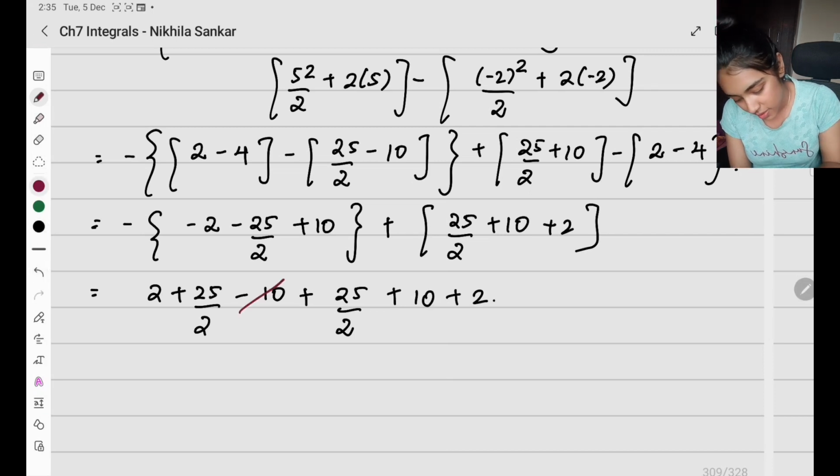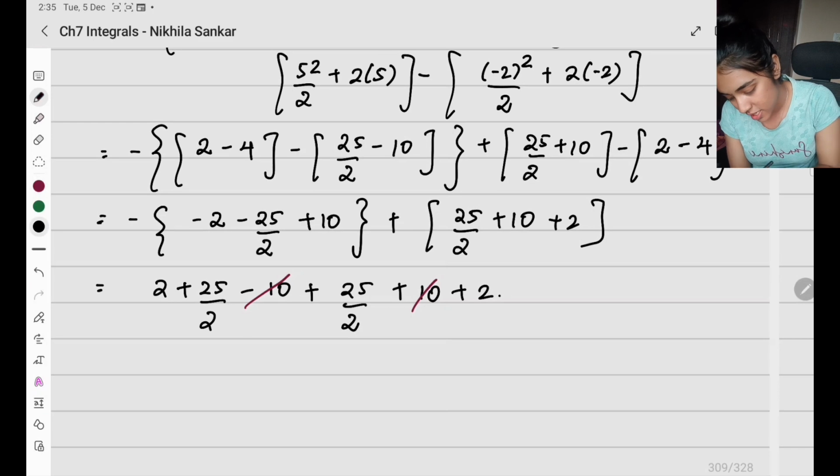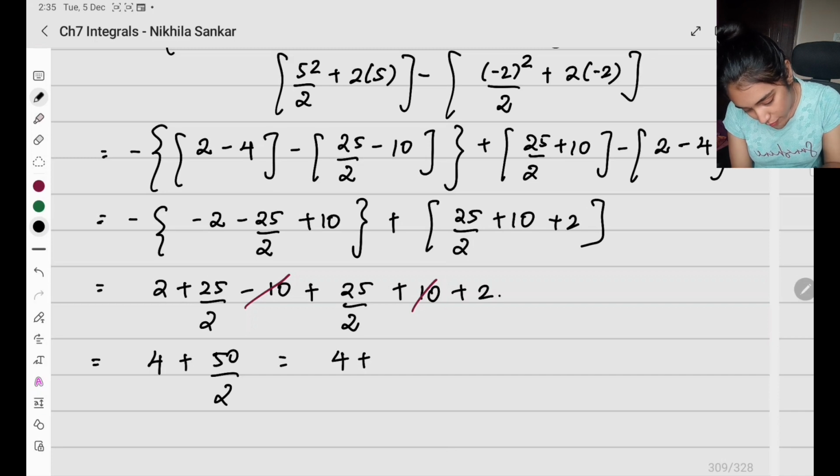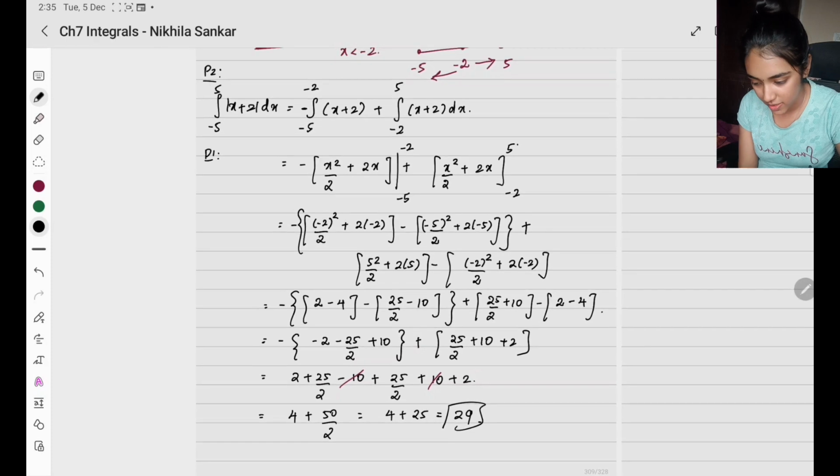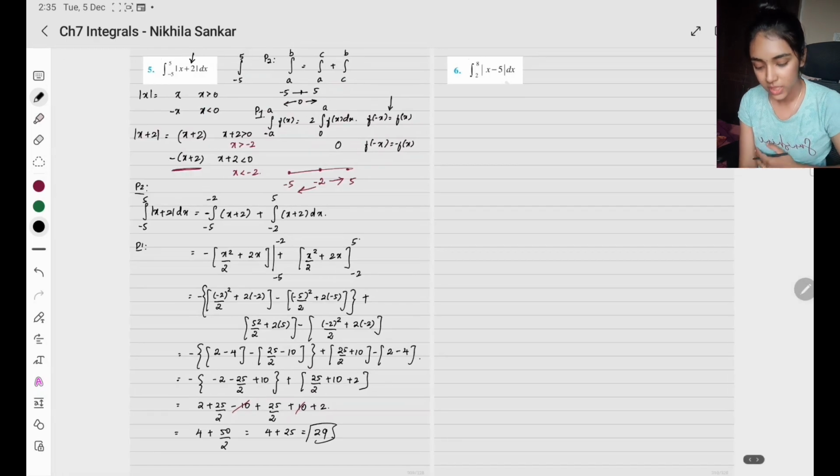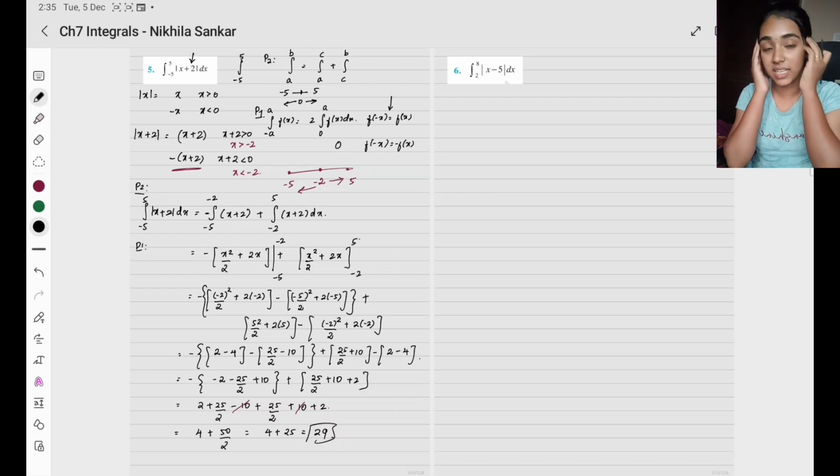What gets cancelled? Minus 10 and plus 10 get cancelled. So I'll be left with 2 plus 2 is 4, plus 25 by 2 plus 25 by 2 is 50 divided by 2, which is going to be 4 plus 25, which is 29. So this is my final answer. Okay, please copy. Be careful in the calculation. Upper limit minus lower limit, be careful with all the minus signs.